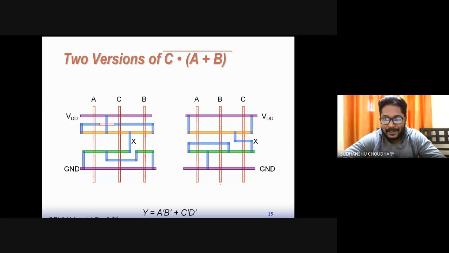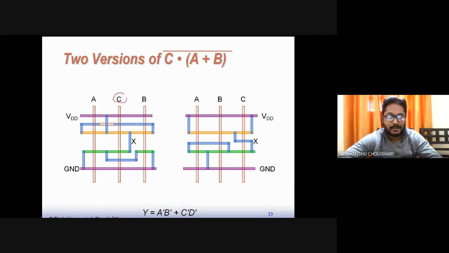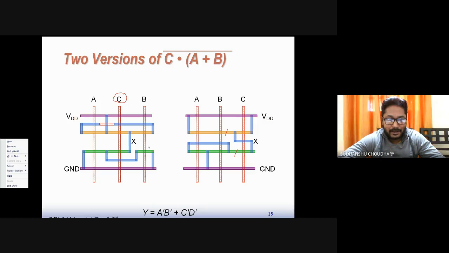So this is the second style where you brought C in between A and B. I think the first one was clear. The first one had A, B, C all sharing the same diffusion region. This is the diffusion region for NMOS and this is for PMOS. But here you will see that the diffusion region is breaking over here.